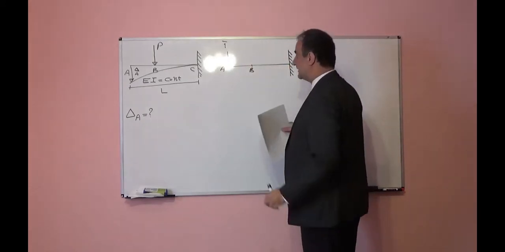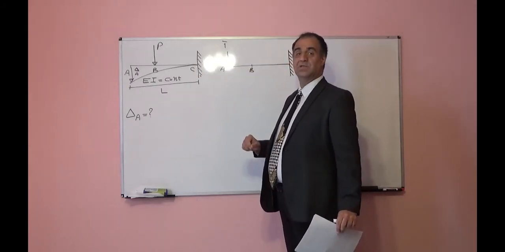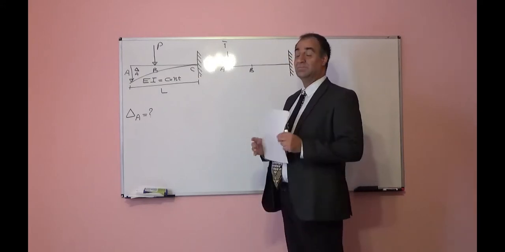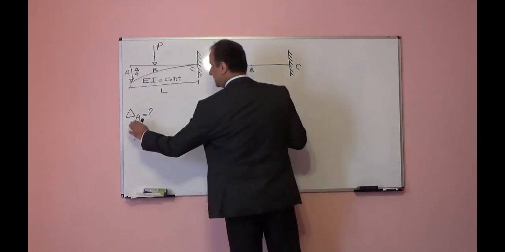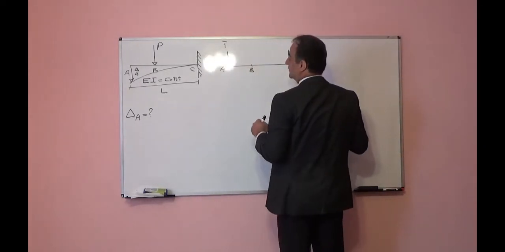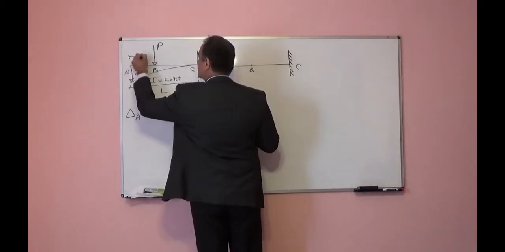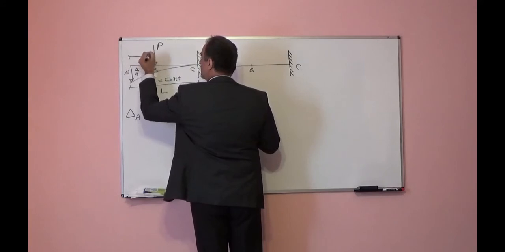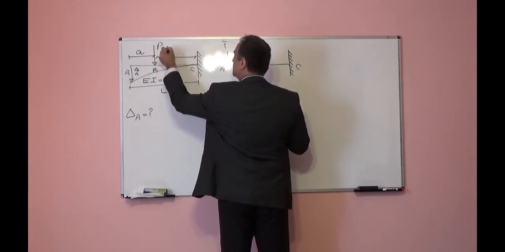If we want to find deflection, we will apply unit load at that point. If we want to find rotation, we will apply unit moment. Here we want to find deflection at point A, so I will apply unit load. Now, let's see. This distance from point A to point B, it is lowercase a. So, from B to C will be L minus a.